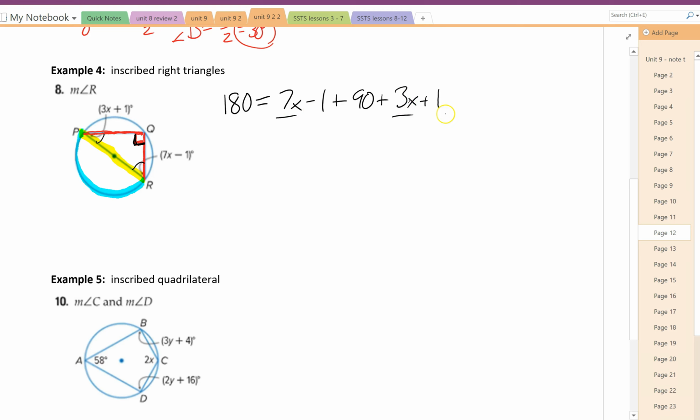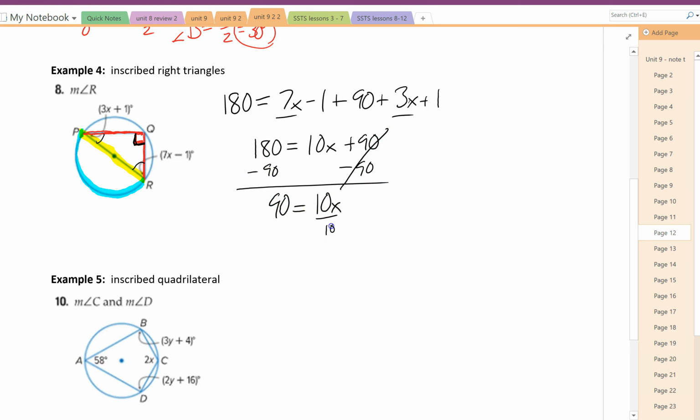So I'm going to combine like terms. 7x plus 3x is 10x. Negative 1 plus 90 is 89. Right? That's the same thing as 90 minus 1. So 89 plus 1 gets me back to 90. Subtract 90 from both sides because I want to get x by itself. Those two cancel. 180 minus 90 is 90 equals 10x. Divide both sides by 10, and x would equal 9.